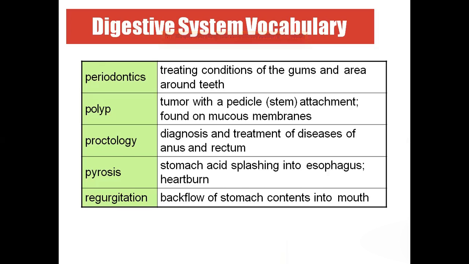Pyrosis. When stomach acid splashes into the esophagus, we call it heartburn. Due to some kind of gastritis, we feel heartburn because of the excessive amount of hydrochloric acid in the stomach. When the hydrochloric acid is pushed into the esophagus, we call it pyrosis. And regurgitation, which is backflow of the stomach contents into the mouth. We also call it vomiting.